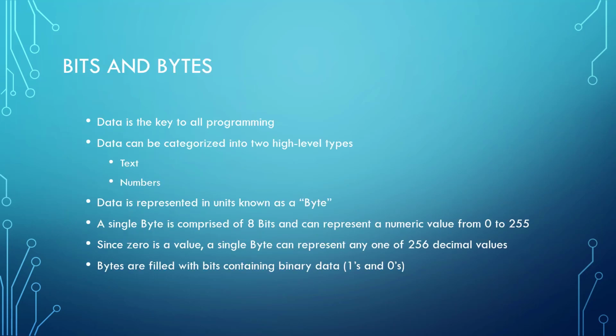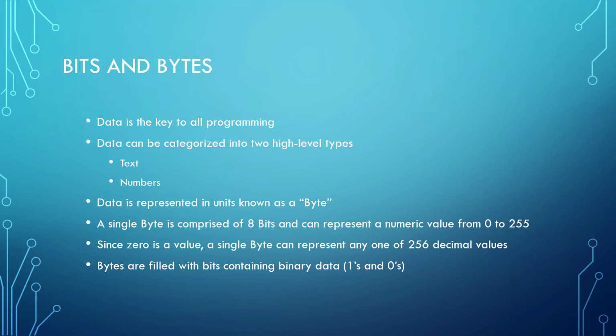So bits and bytes. Data is the key to all programming. In fact, every line of code, programming code that you write, is really designed to do one thing, and that is to manipulate data. So if the definition of a program is a series of computer-based instructions designed to manipulate data, then data becomes pretty important because all programming code is really designed to interact with, manipulate, or respond to data.